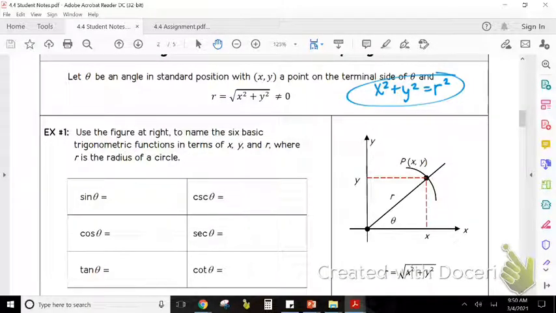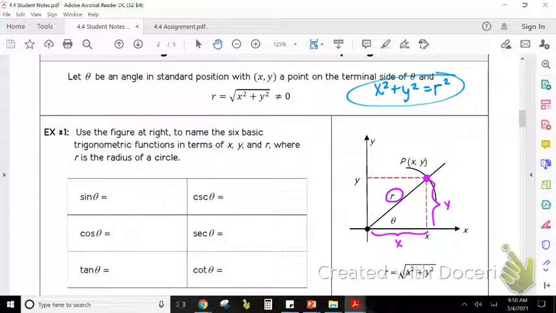When we look at the triangle, we can see that on the circle, the ordered pair for our angle is x comma y, which means the x value is how far it went to the right, and the y value is how far it went up. It's kind of like the axes, guys. The x values are horizontal and the y values are vertical. And then the radius, of course, would be across from that 90 degree angle that would form that triangle there.